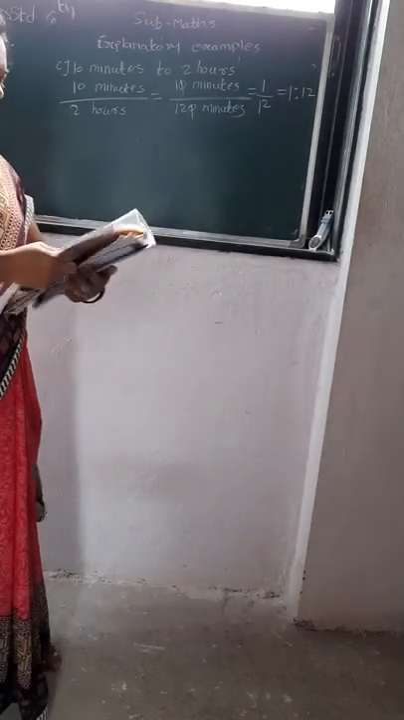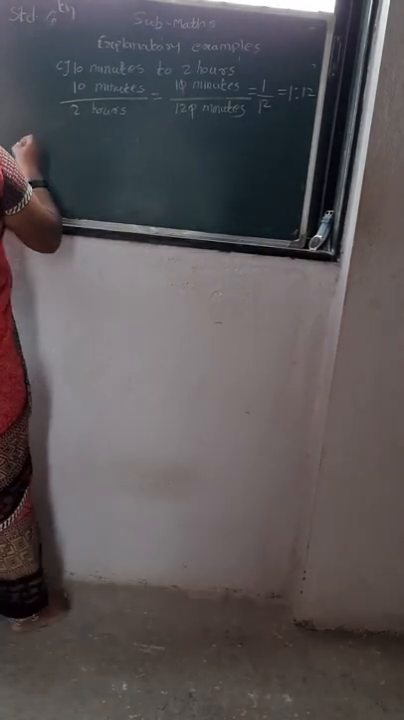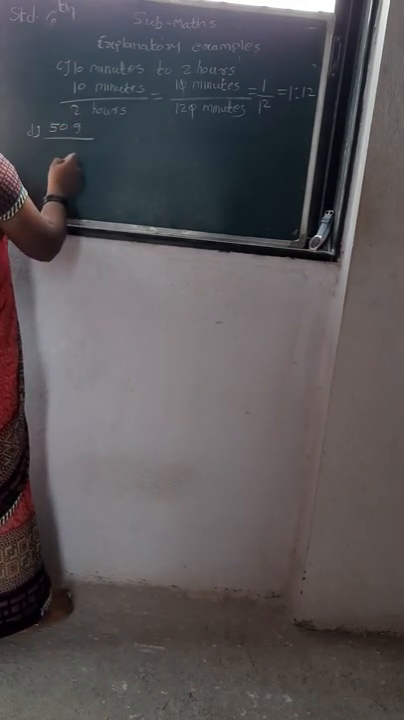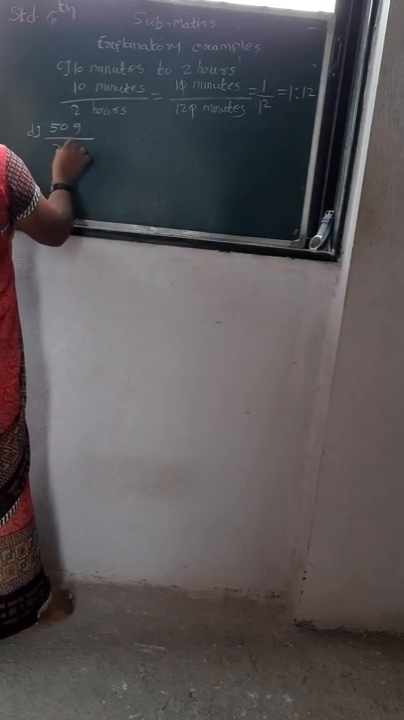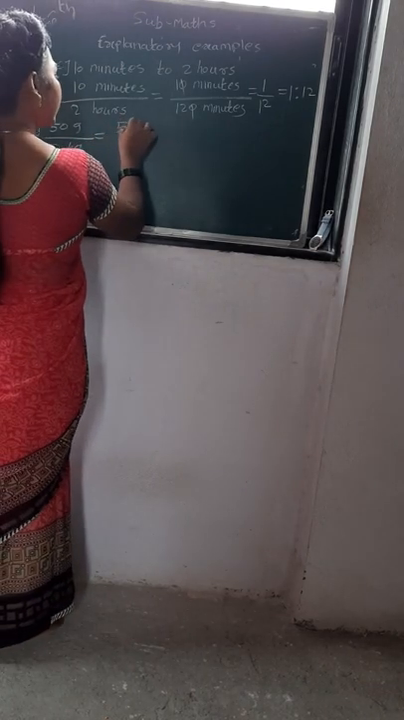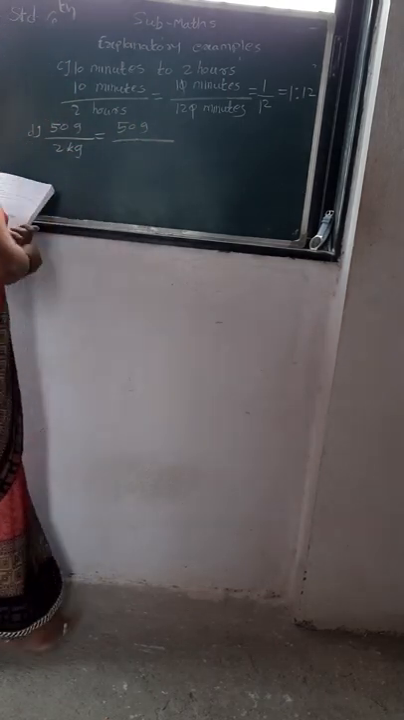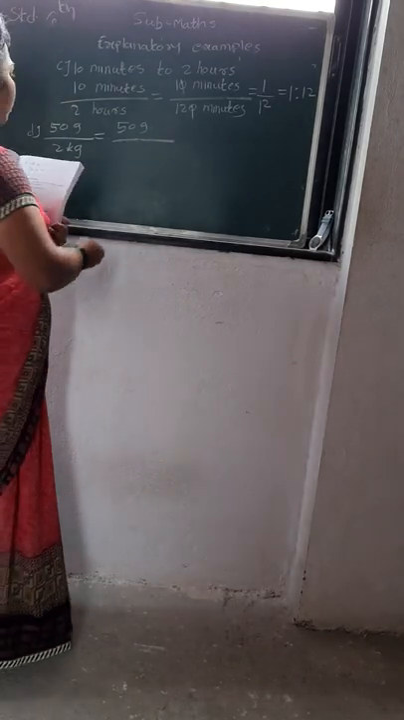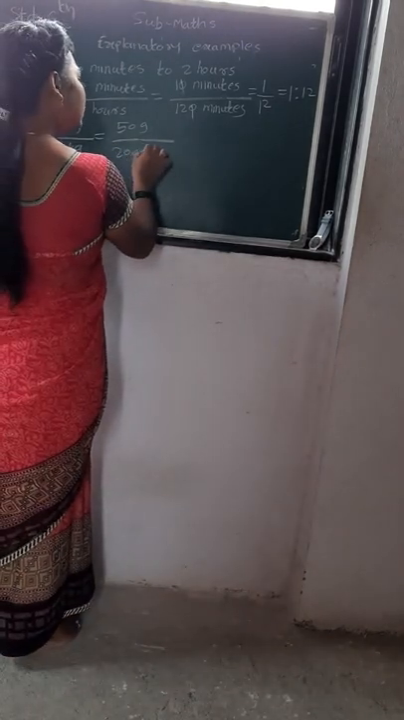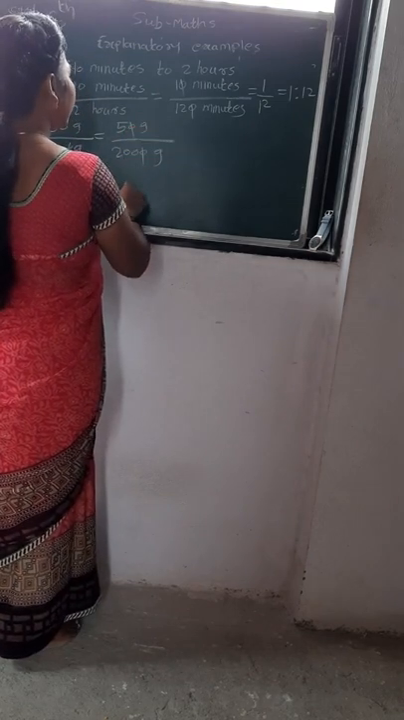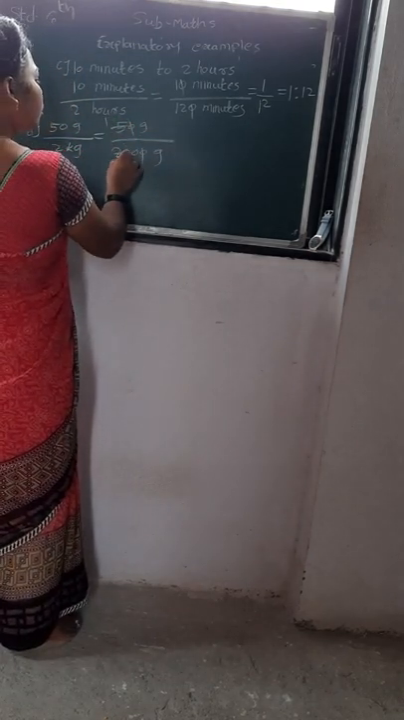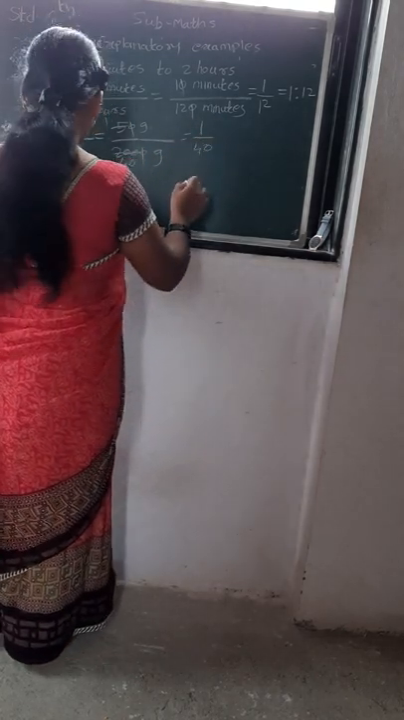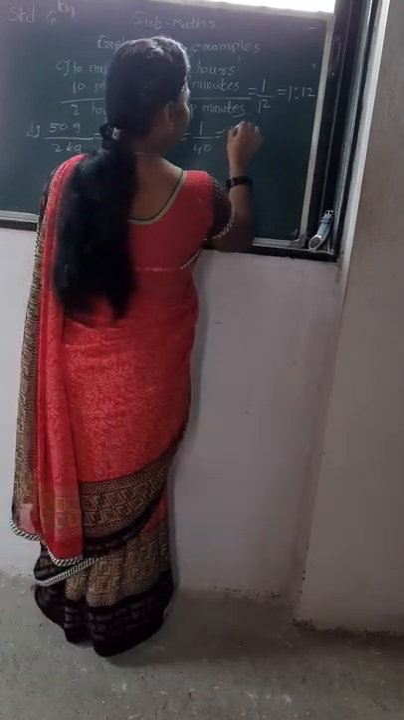Fourth one ratio is 50 gram divided by 2 kg. 50 gram as it is. 1 kg is equal to 1000 gram. Then 2 kg is equal to 2000 gram. Then 0 0 get cancelled. 5 1s are 5, 5 4s are 20, 5 0s are 0. We get 1 upon 40 or 1 to 40.